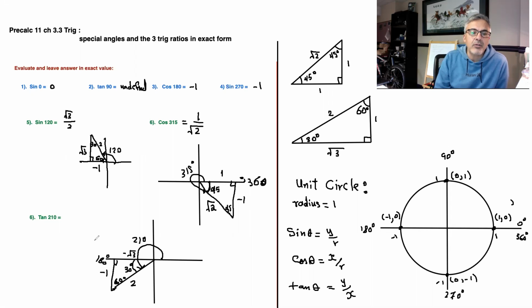And if you're doing tan 210 now, you just look at the reference angle, that's 30 degrees. It's opposite over adjacent. And therefore, this is going to be -1 over -√3. And the answer would be 1 over √3. Or if you want to rationalize the denominator, just multiply top and bottom by √3 over √3. And you get √3 over 3 as your final answer.